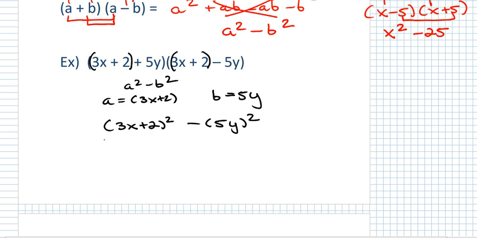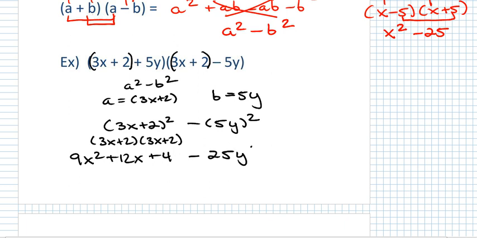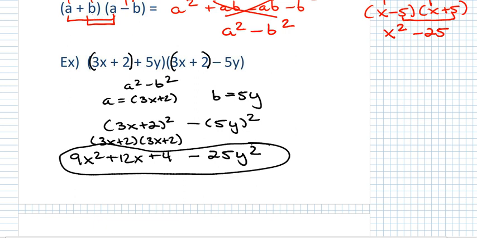So when you do that, you'd FOIL this. When you FOIL really quickly, you get 9x squared. Then 3x and 2 is 6x, and 3x and 2 is 6x, so plus 12x, and then plus 4, and then it's minus 25y squared, because 5 squared is 25, and y squared is y squared. And this would be your final answer.